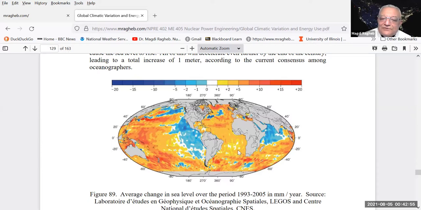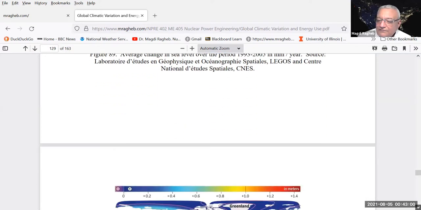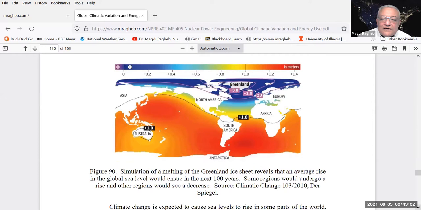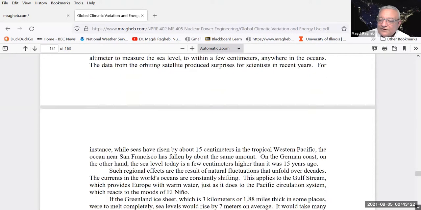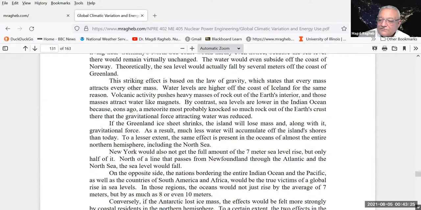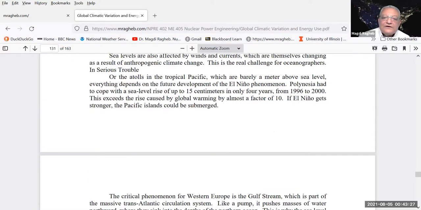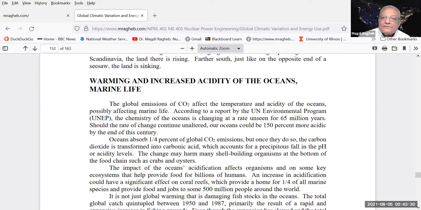So many parts of the world can go underwater. Venice, many parts of Florida in general. This is a simulation of what happens with the melting of the Greenland ice sheet, where you can get a rise of the global sea level in the next 100 years. So that is one big concern: many parts of the world will be underwater, and then we end up with hundreds of thousands, if not millions, of refugees seeking shelter in different places.